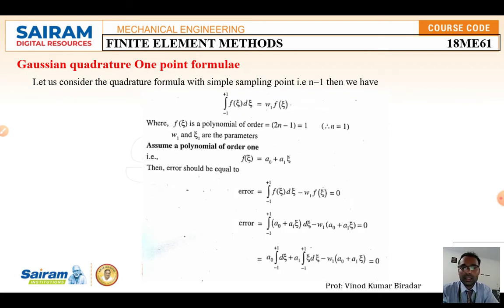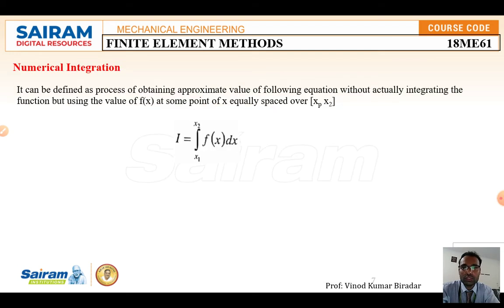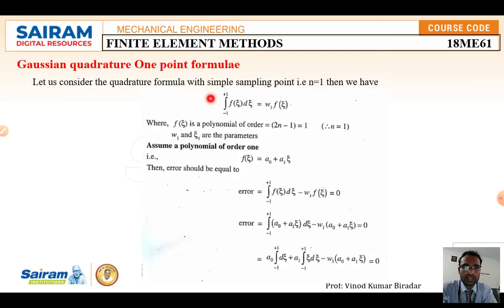Next is the Gaussian quadrature one point formula. In FEM problems we cannot solve the definite integral exactly, so in such cases we use the Gaussian quadrature one point formula and two point formula. Here let us consider a quadrature formula with a simple sampling point, that is, if you consider n is equal to 1, then we have this formula.